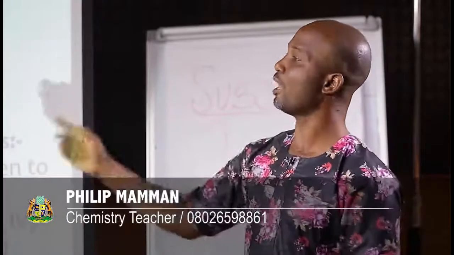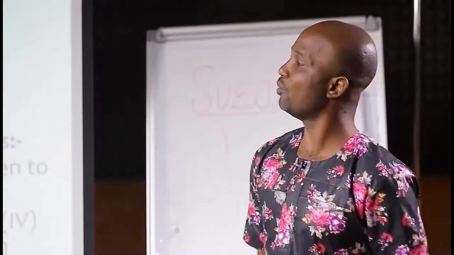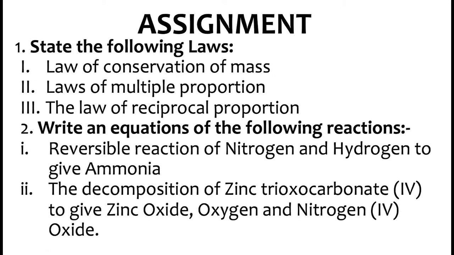Then we will look at our assignment finally. The assignment says, number 1, state the following laws: law of conservation of mass, law of multiple proportions, and the law of reciprocal proportions. Number 2, write an equation for the following reactions. A reversible reaction of nitrogen and hydrogen to give ammonia. And the decomposition of zinc trioxonitrate 5 to give zinc oxide, oxygen, and nitrogen 4 oxide.